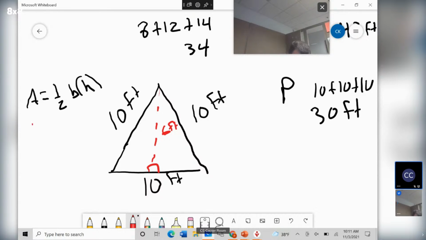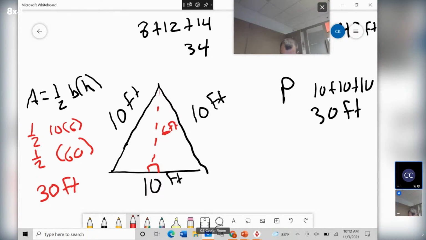So it's going to be 1/2. The base is 10 times the height, which is 6. So 10 times 6 is 60, and 1/2 of 60 is going to be 30. So the area is going to be 30 feet. Okay.